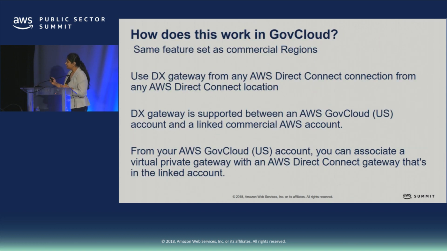So with that, just a few quick points that we discussed about Direct Connect Gateway. Direct Connect Gateway has the same feature set as in the commercial regions. You can use the Direct Connect Gateway from any of our Direct Connect locations, like we discussed. Direct Connect Gateway is supported between an AWS GovCloud account and a linked commercial account. From your GovCloud account, you can associate a virtual private gateway with an AWS Direct Connect Gateway that's in the linked account.